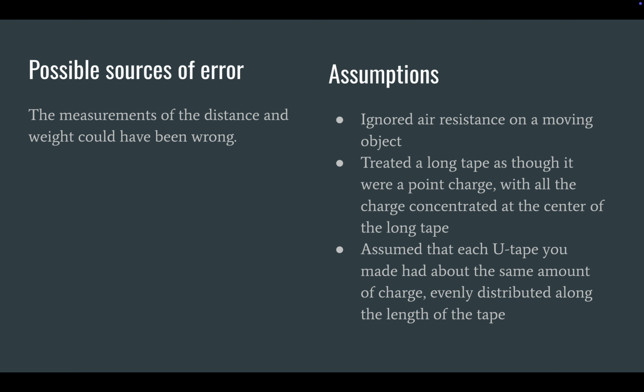The possible sources of error are that the measurements of the distance and the weight could have been wrong, and the assumptions for this experiment were that we ignored resistance on a moving object, treated a long tape as though it were a point charge, with all the charge concentrated at the center of the long tape, and assumed that each U-tape we made had about the same amount of charge, evenly distributed along the length of the tape.